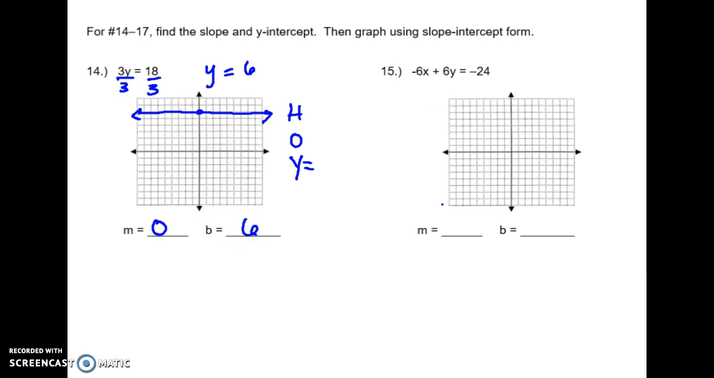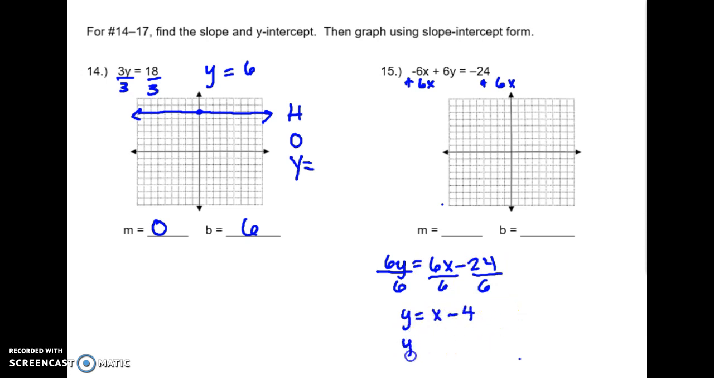All right, I'm going to solve number 15 for y. I'm going to do that by adding 6x to both sides. When I do that, I end up with 6y is equal to 6x minus 24, and then I'm going to divide every term, both sides, by 6. So I end up with y is equal to x minus 4. So my slope, if I'm in the form y equals mx plus b, I look at the coefficient before the x, and it's invisible, so it's actually a slope of 1. And my y-intercept is a negative 4.